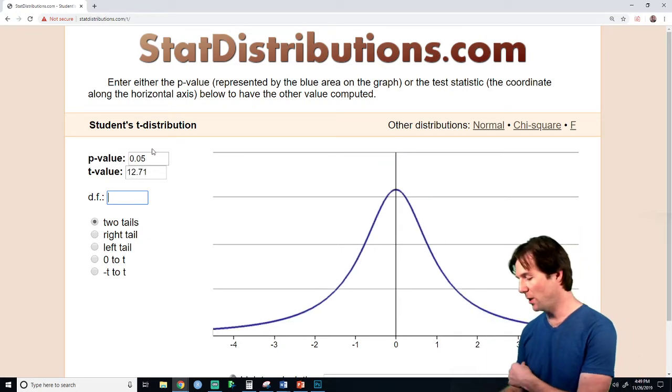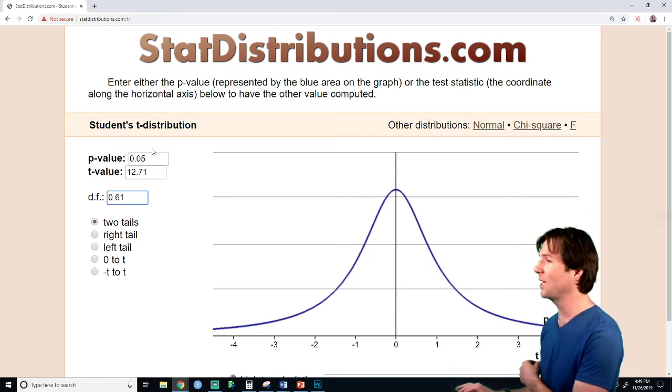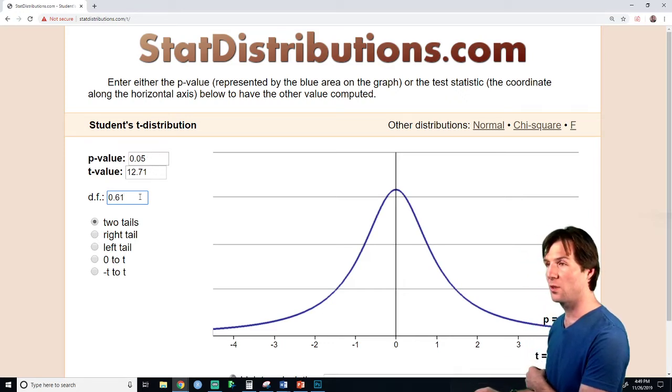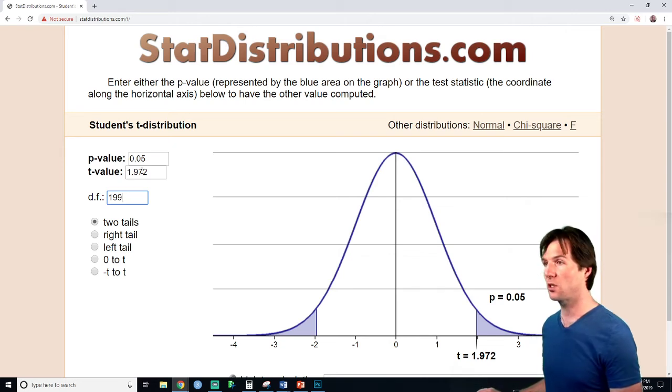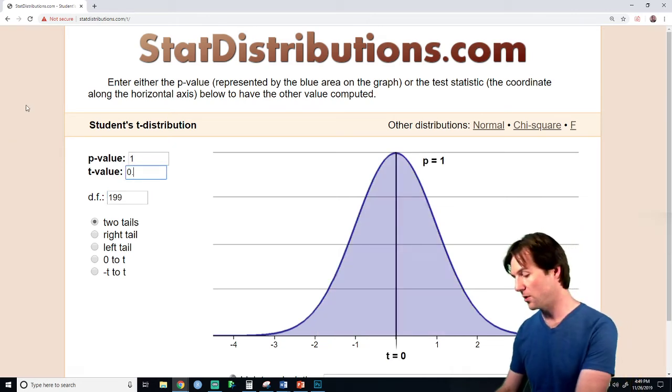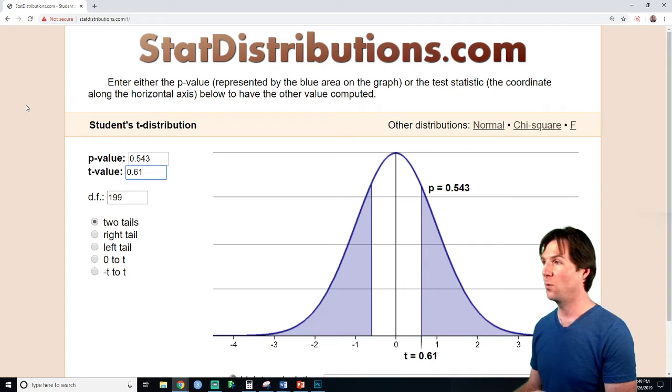So what did we get? We got a t of 0.61. We're not done though, because we have to put in our degrees of freedom. Degrees of freedom were 199 because the sample size was 200. We got a t-score of 0.61. And what is our p-value?